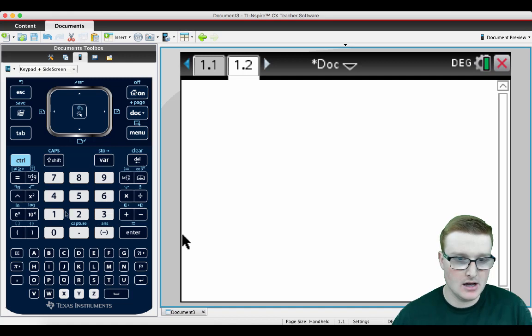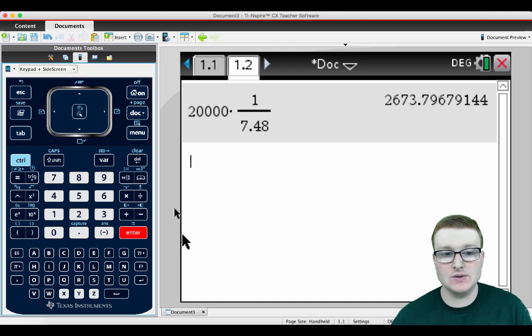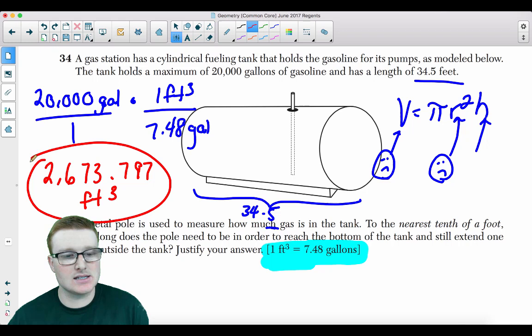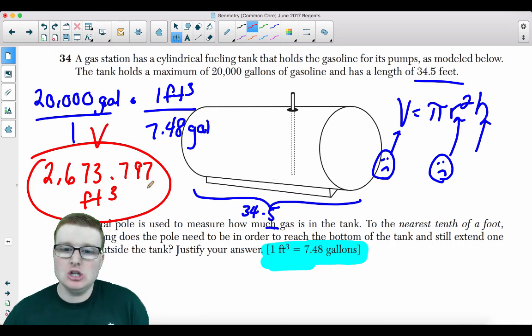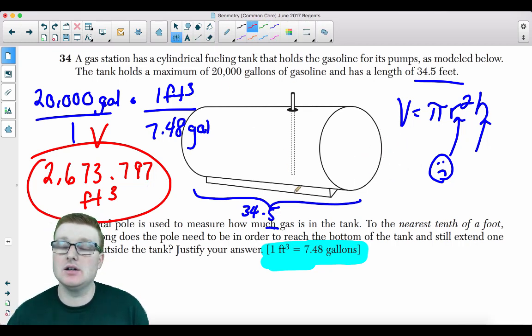So in this case, you're just taking the fraction and multiplying it by the 20,000. Go to your calculator: 20,000 multiplied by 1 divided by 7.48. That gives you a result of 2,673.797 feet cubed. Ladies and gentlemen, what is that? That's the volume of the cylinder in terms of feet. So we just found the volume. Happy face. Yay. Now let's find the radius.